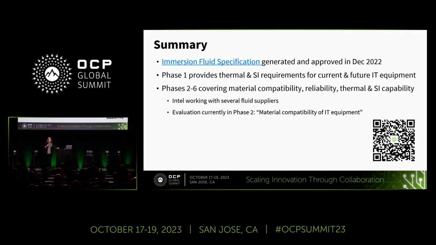So in summary, after the immersion fluid specification was generated and approved back in December 2022, we've used that in order to get through basically the first phase of providing thermal and SI requirements for current and future IT equipment in the first evaluation of immersion fluids, right? And that's phase 1 out of 6 different phases. Phase 2 to 6 is covering the material compatibility, reliability, thermal, and SI capability. So we continue to work with several different fluid suppliers, and evaluation is currently in phase 2, which is material compatibility of IT equipment.